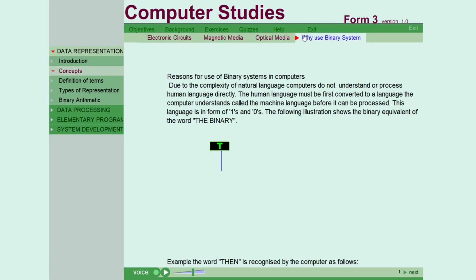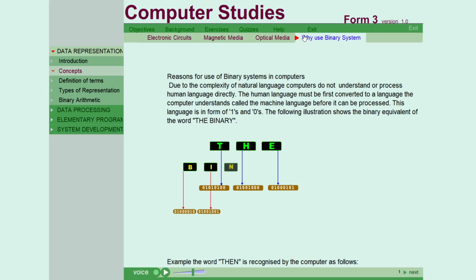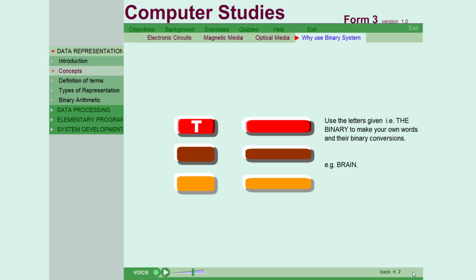Due to the complexity of natural language, computers do not understand or process human language directly. The human language must be first converted to a language the computer understands, called the machine language, before it can be processed. This language is in form of ones and zeros. The following illustration shows the binary equivalent of the word, the binary. Example, the word then is recognized by the computer as follows.